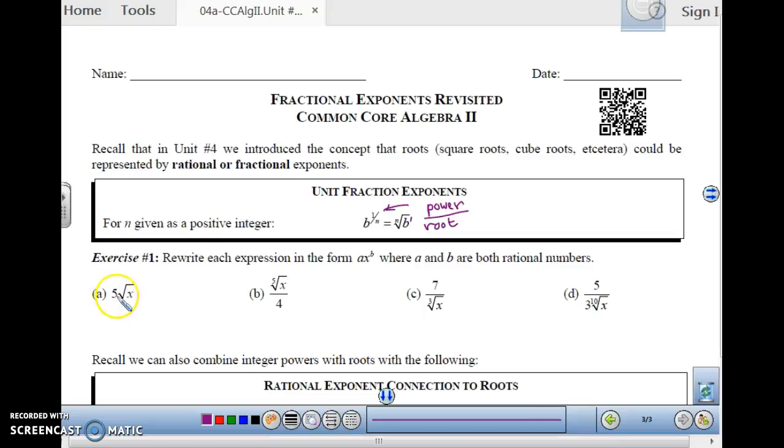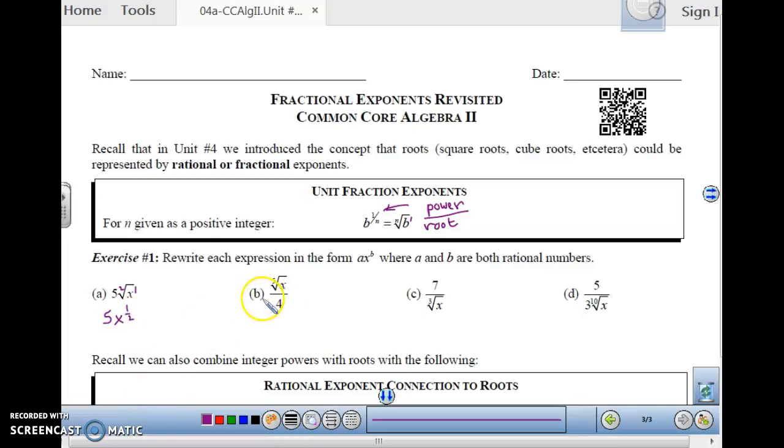All right, so 5 times the square root of x. How do we rewrite square root of x as a fractional exponent? Well, remember power over root. The power is going to be 1. The root is actually 2, even though it's not written there. So this is going to be 5 times x to the 1/2. So the a value here would be 5. X to the b would be x to the 1/2.